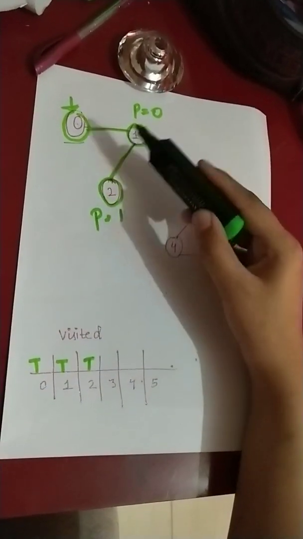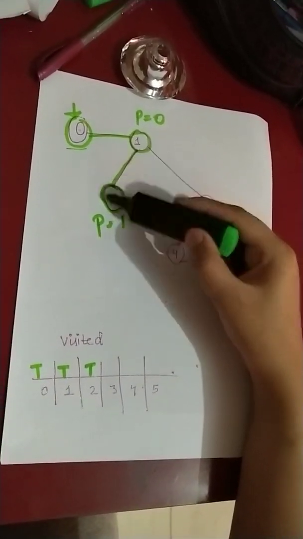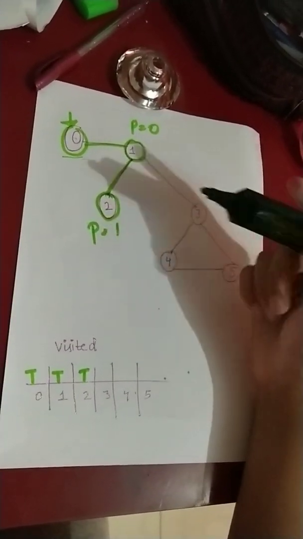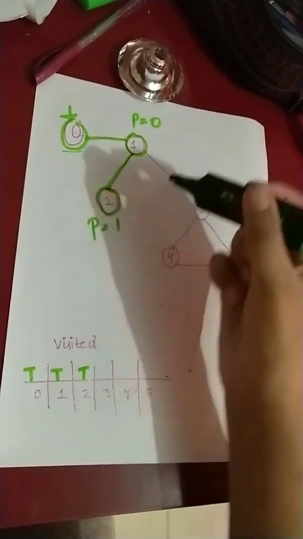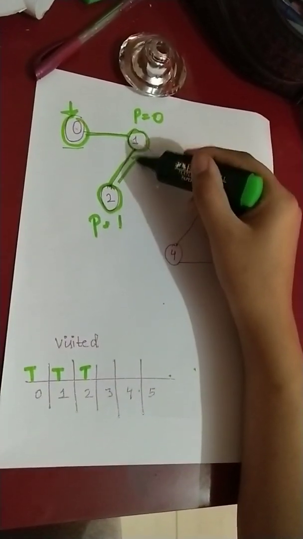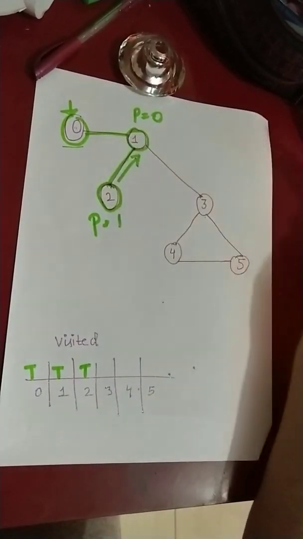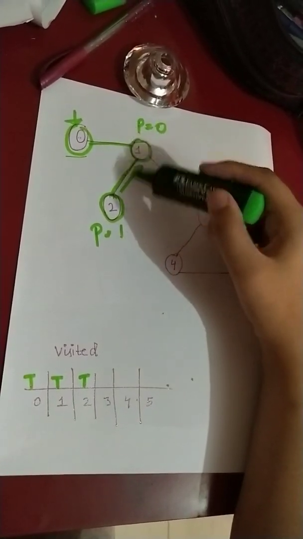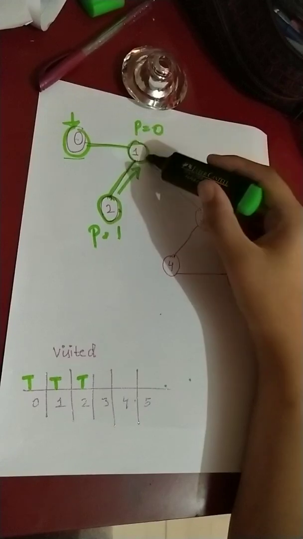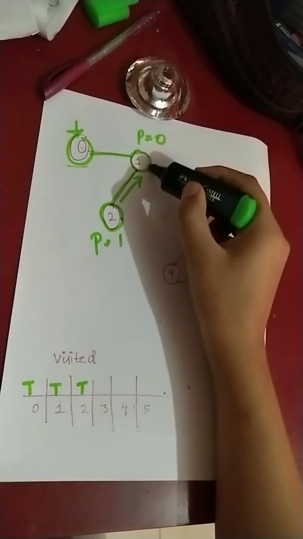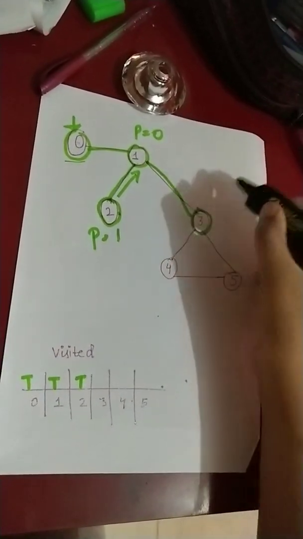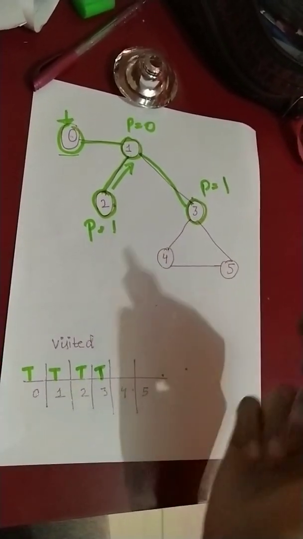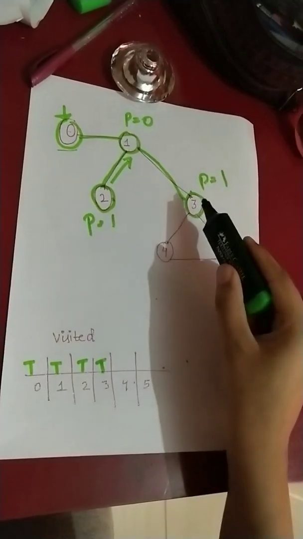From 2, there is only one option to go, and that is back to its parent, so it will not be counted. There is no one else to go. So the call for this node ends here, and we go back to the node where this call was made. From 1, I have already explored one option. The next option is to go to 3. So I'll go to 3. For it, the parent is 1. Mark 3 as visited.